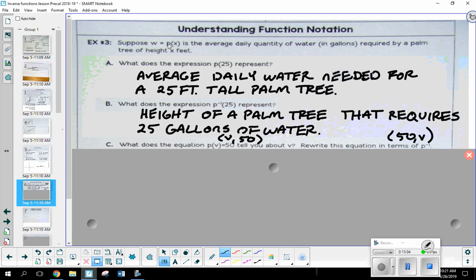So does anybody want to go ahead and tell me what V would represent? What did they put on their paper? Anybody? Anybody at all? Or do I have to randomly call somebody? Jake.